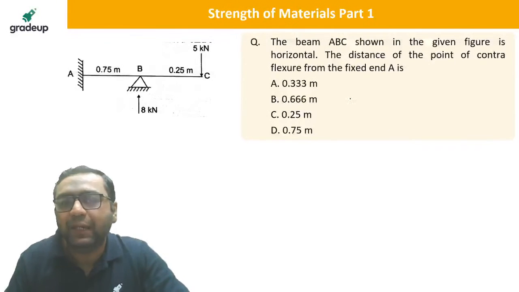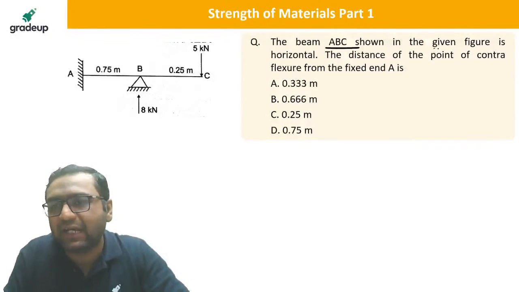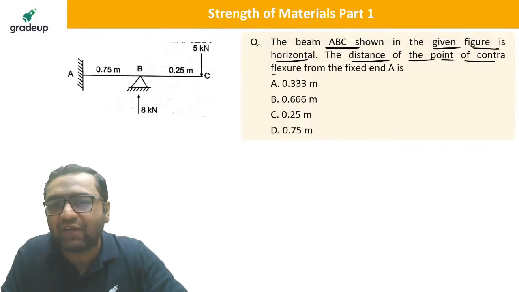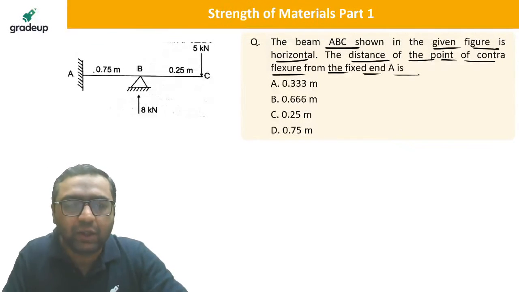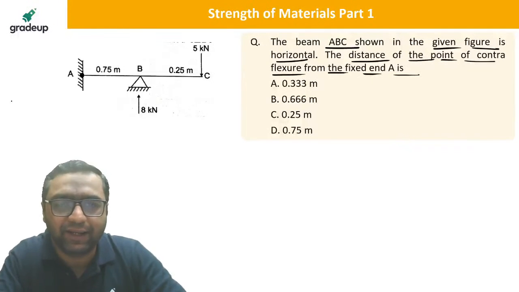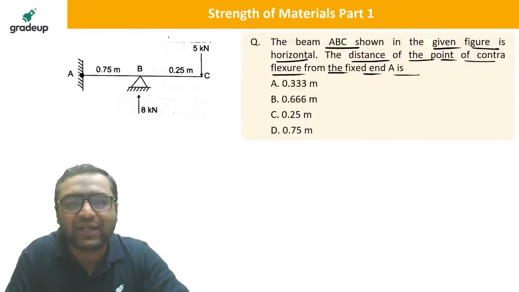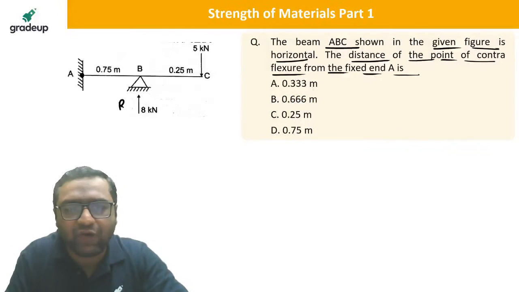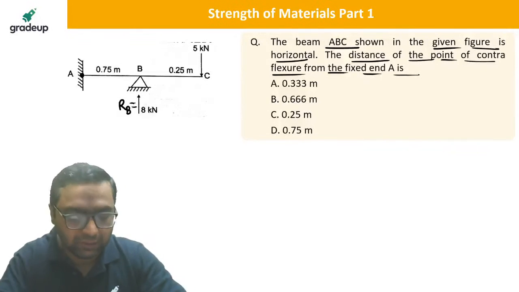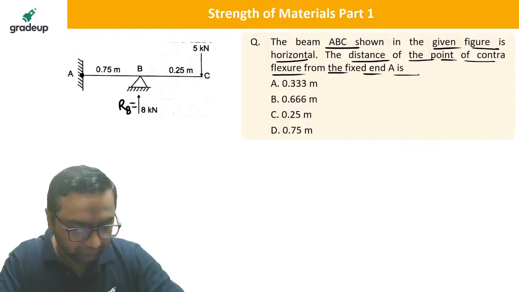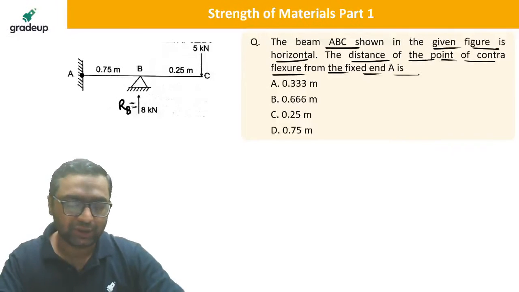The beam ABC shown in the given figure is horizontal. You need to find the distance of the point of contraflexure from the fixed end A. You can solve this question. This reaction is already given to you, you need not find that. RB is given to you. Very good guys. Solve this question.